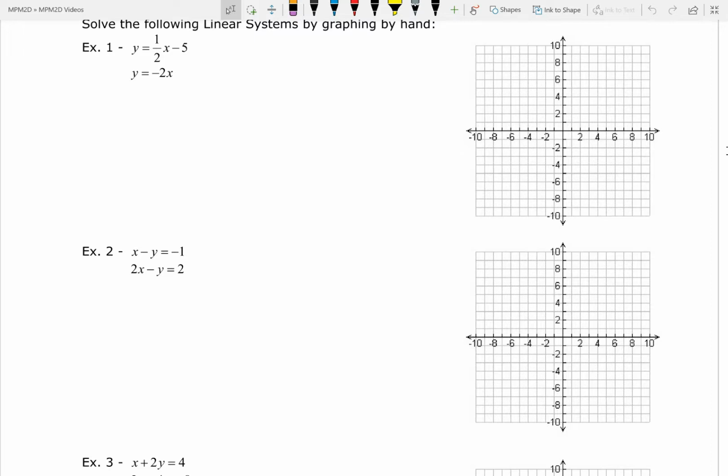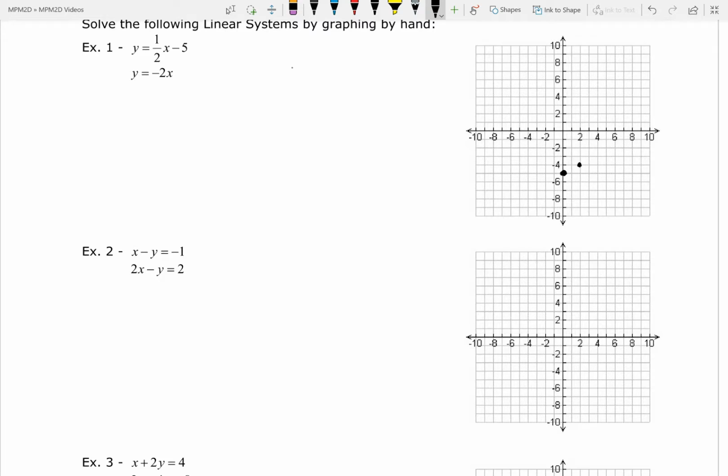So here we have y equals 1 over 2x minus 5 and y equals negative 2x. So we're going to graph these two equations. The first one is 1 over 2x minus 5. We're going to need a y-intercept of negative 5, and we are going to do a rise over run of 1 rise and a run of 2. So my next point would be right here.